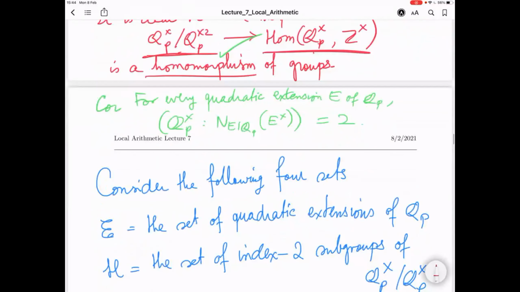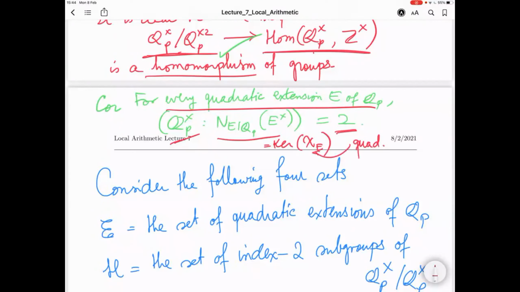Okay. So one of the corollaries of this is that for every quadratic extension E of Q_p, what is the index of the image of the norm map inside Q_p star? So that index is equal to 2. Because this image is equal to the kernel of chi E. This chi E is a quadratic character, and the kernel therefore has index 2.